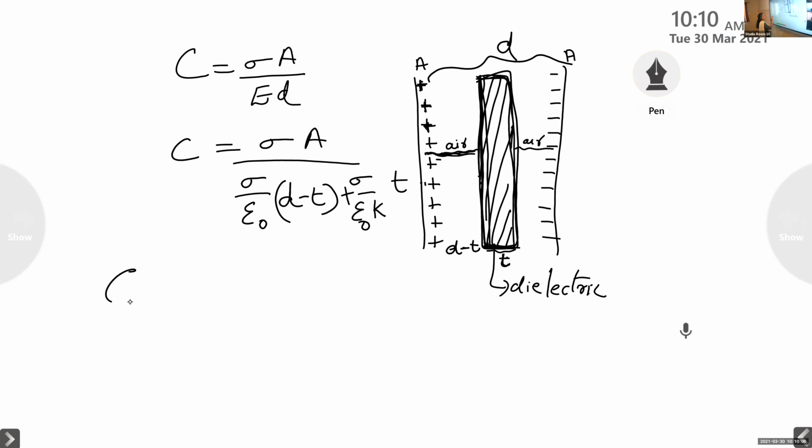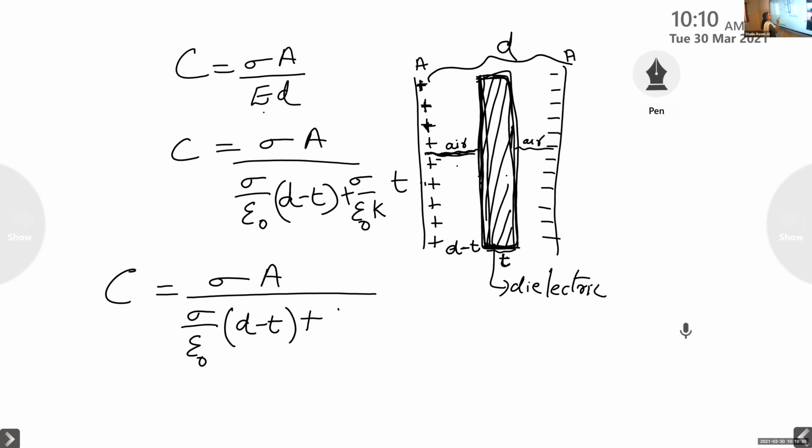Okay, so here the capacitance C is equal to the charge sigma A divided by the potential, which is given by V is equal to ED. But here the electric field is due to the two media, one the air and the other the dielectric. So the equation becomes sigma by epsilon 0 into D minus T, plus sigma by epsilon 0 K into T, where K is the relative permittivity due to the presence of the dielectric.